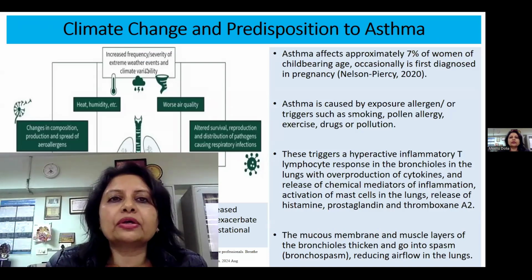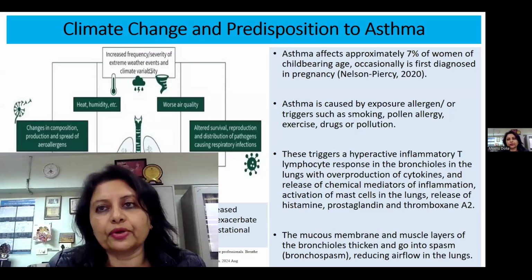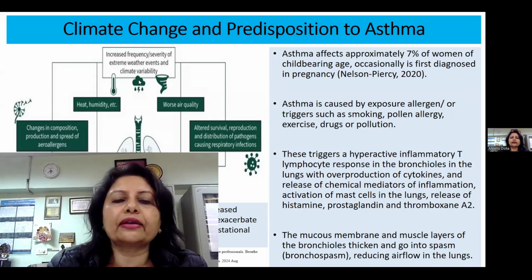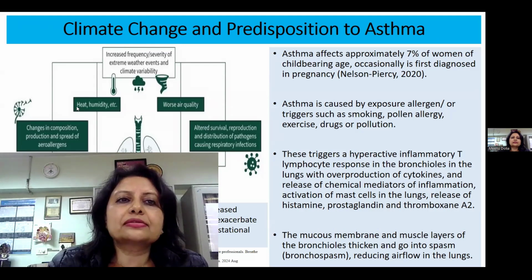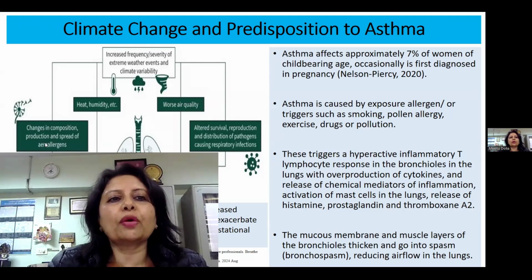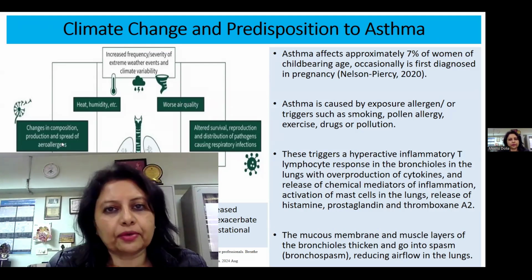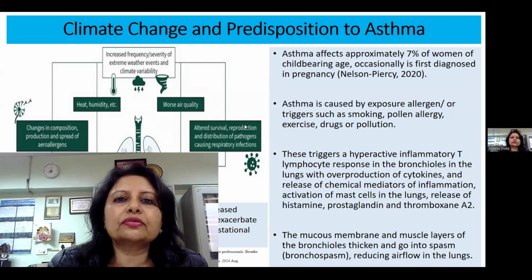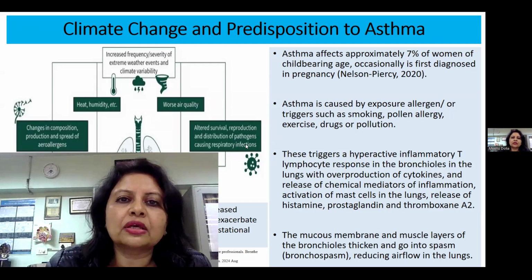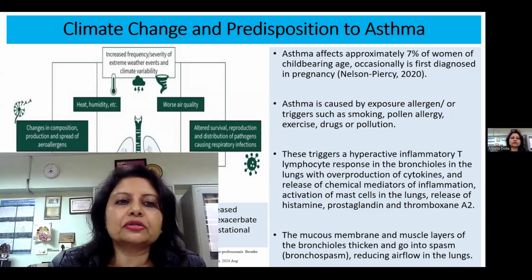Now, climate change, how does it give rise to asthma and pneumonia? It causes change in the weather and variability, affects the levels of heat and humidity, worsens the air quality, changes the composition, production, and spread of aeroallergens, reduces the survival and reproduction and distribution of pathogens, causing respiratory infections.